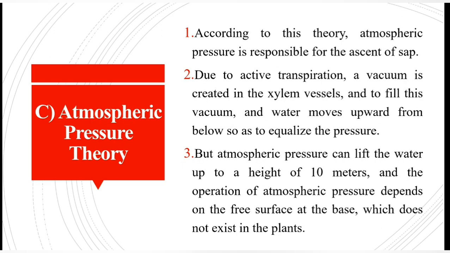Then the atmospheric pressure theory. According to this theory, atmospheric pressure is responsible for the ascent of sap. Due to active transpiration, a vacuum is created in the xylem vessel, and to fulfill this vacuum, water moves upward from below to equalize the pressure. But atmospheric pressure can lift water up to a height of 10 meters only, and its operation depends on a free surface at the base, which does not exist in plants. So many scientists rejected this theory also.